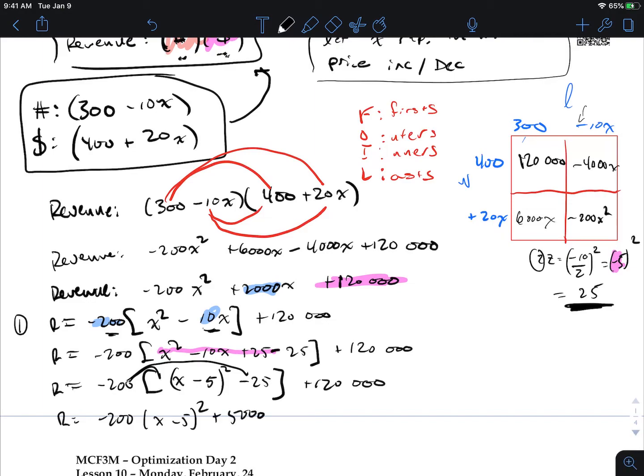And now the square brackets are gone. This is a perfect example of why I have the square brackets there, right? It separates the outside number from the inside, so it doesn't get mixed up. You don't multiply it by whatever. It's just floating. So then I get 5,000 plus 120,000, and then I get a final answer for a maximum revenue. Because we're in vertex form now, it's negative 200 times x minus 5 squared, and then 125,000, right?